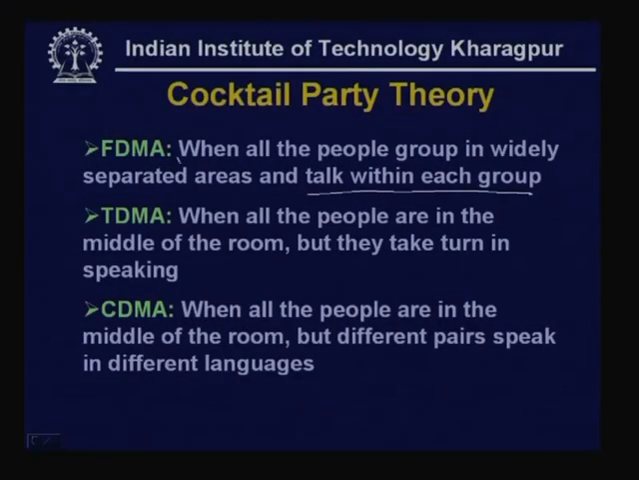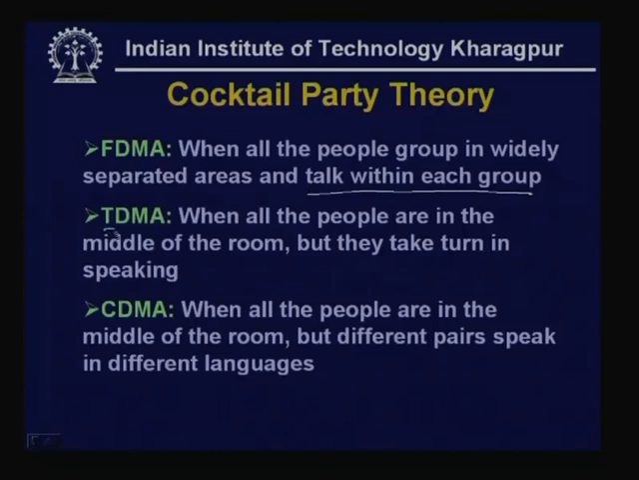So, this is your FDMA approach. Another alternative is when all the people are in the middle of the room, but they take turns speaking. In the second situation, some very important event is going on, and all the people have gathered at a central place, and each of them is taking turns in talking. So, in this case it is equivalent to TDMA or time division multiple access. Here the basic approach is that the sharing is taking place in terms of time.